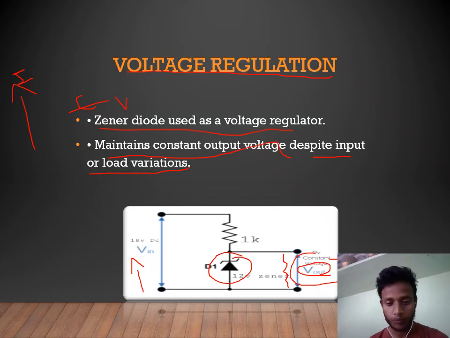If it is 12 volts, the 12 volts is the breakdown voltage of the Zener diode. If you give 13 volts, it gives 12 volts only. It gives 15 volts, gives 12 volts. It gives 60 volts, gives 12 volts only.